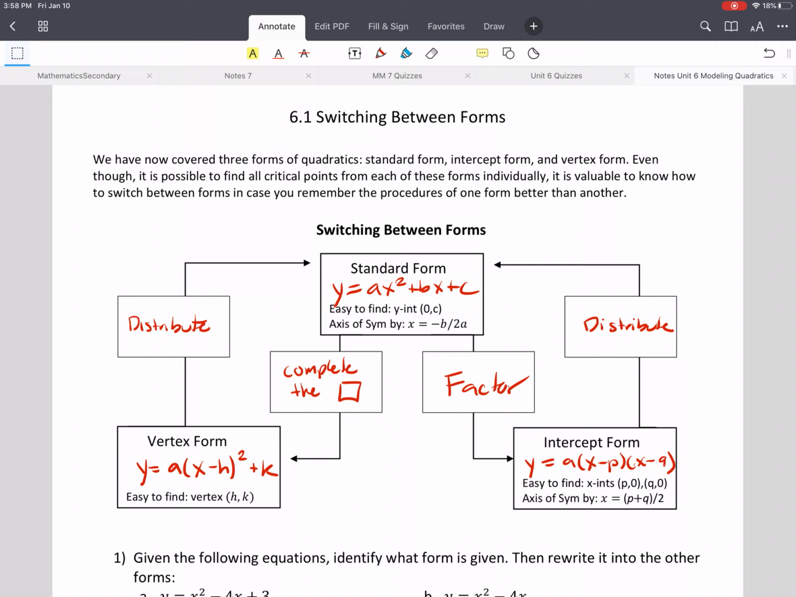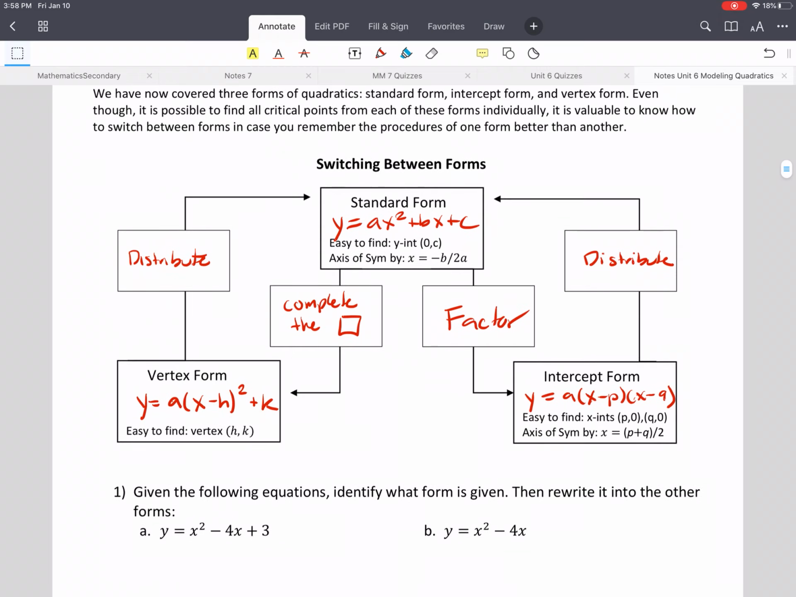Welcome. This is 6.1, switching between forms. So this is a review from what we did in Unit 5. If you need to find or learn more about switching forms, just please refer to the Unit 5 videos. Okay, so I'll do a couple really quick, but for the rest, again, just use the videos that we already have. Okay, so switching forms.